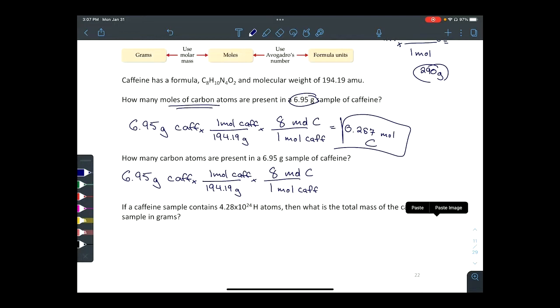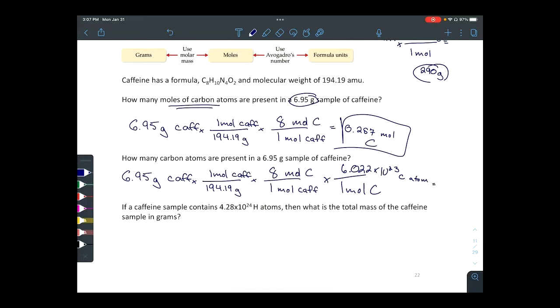So the big difference from the previous question, we got moles of carbon. Let's get actual carbon atoms. So we use Avogadro's number here. 1 mole of carbon is 6.022 times 10 to the 23 carbon atoms.